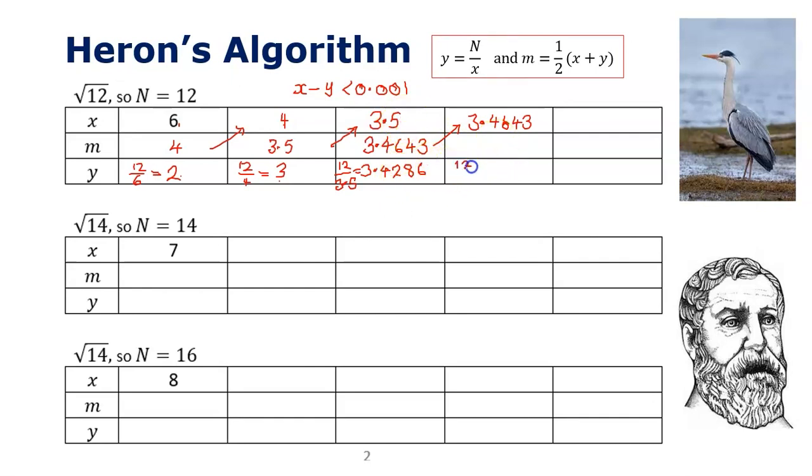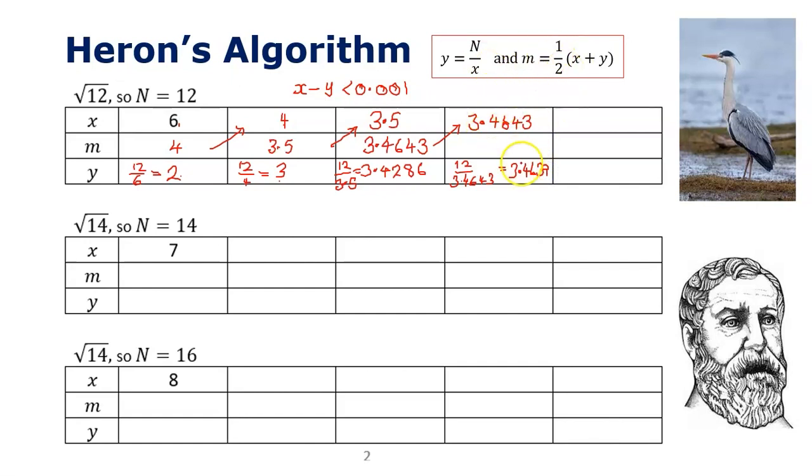So I do 12 divided by 3.4643. Let's see what I get. 12 divided by that answer. 3.4, it's very close now. 3.4639.